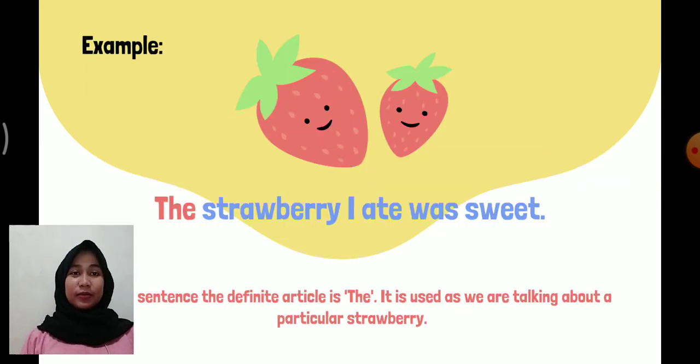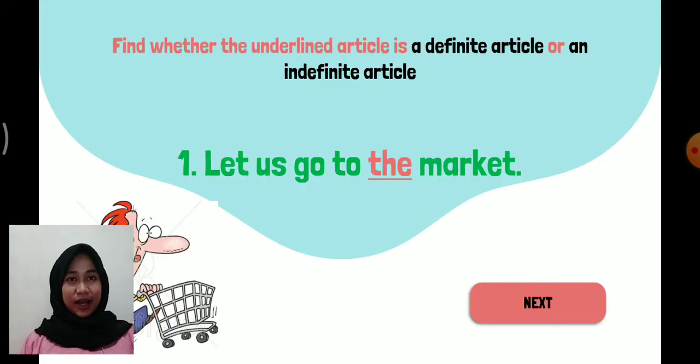And then the example is: the strawberry I ate was sweet. In this sentence, the definite article is the. It is used as we are talking about a particular strawberry. And then the next slide is going to be an activity, and I would like you to find whether the underlined article is a definite article or an indefinite article.